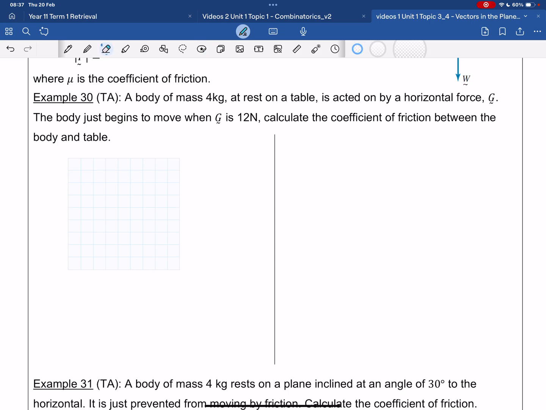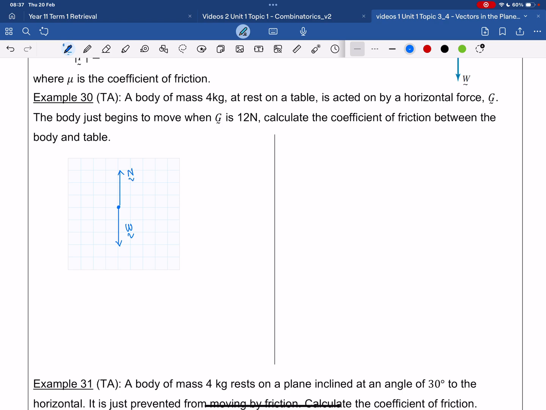Okay, so we've got a body and it's on a table. It weighs 4 kilograms. It has a mass of 4 kilograms. So it's going to have a weight force acting down. And because it's resting on the table, we're going to have a normal force acting directly up.